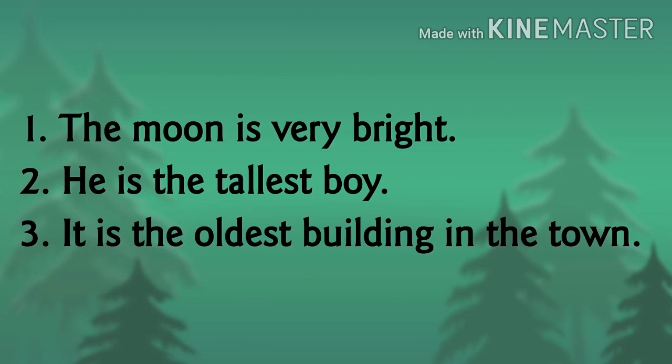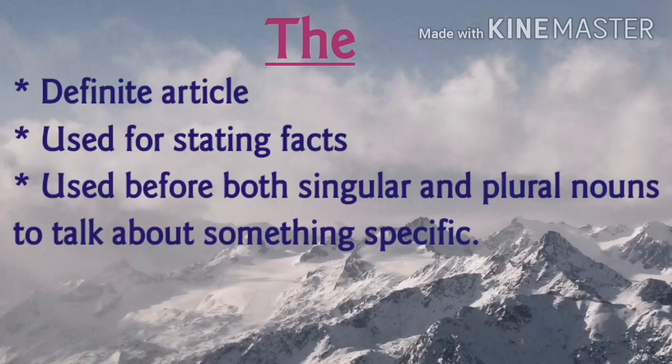Let's see some more examples. The moon is very bright. He is the tallest boy. It is the oldest building in the town. In these sentences, we can see these are facts. We are sure about these things. So we use the definite article, the. The article the is a definite article. It is used for stating facts. It is used before both singular and plural nouns.